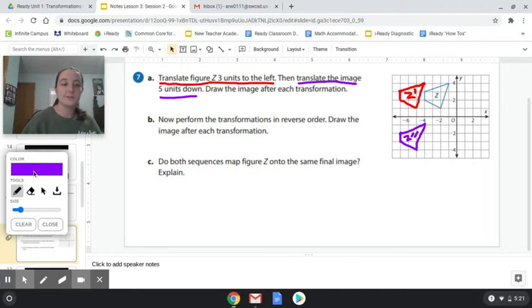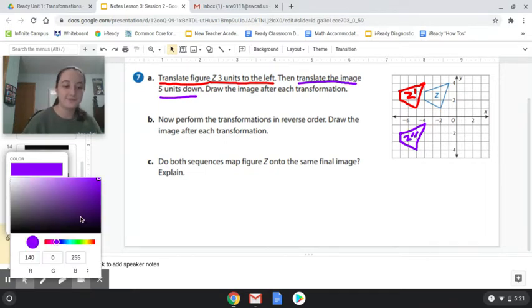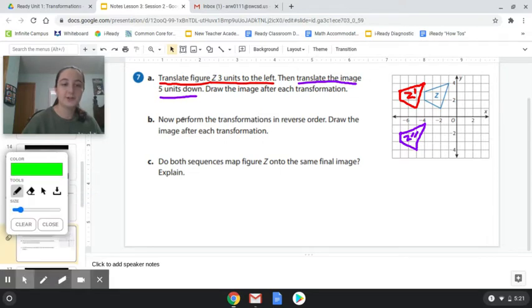Next, we are going to perform them in the reverse order. So this time we are going to start by translating it 5 units down from our original. So 1, 2, 3, 4, 5 for each point, and connecting that. In this case, in our reverse order, this will be our Z prime.